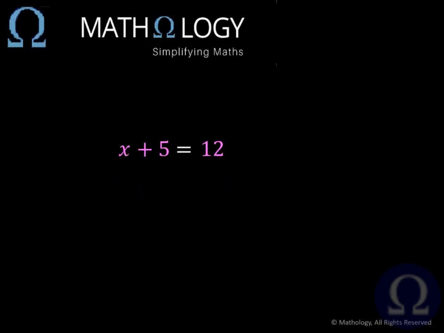Looking at this equation, to isolate x we need to subtract 5 on the left-hand side of the equation. But, in order to maintain the integrity of the equation, what gets done to one side of the equation gets done to the other side. So, 5 is also subtracted on the right side of the equation. This is called balancing the equation. 5 minus 5 is 0, and 12 minus 5 is 7. So, x equals 7.